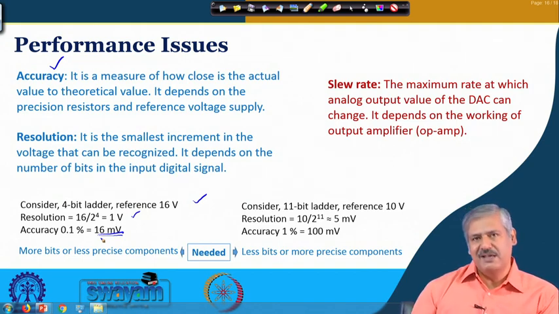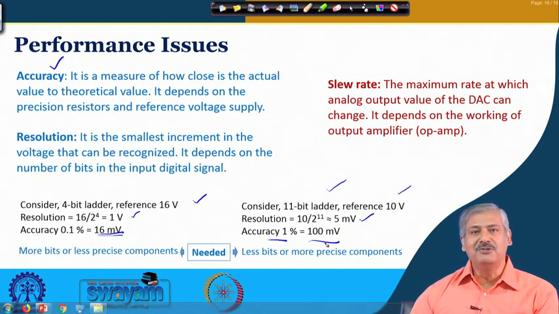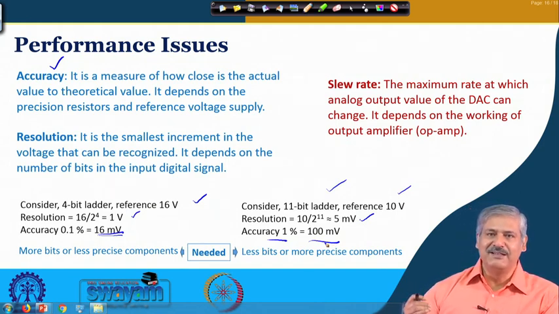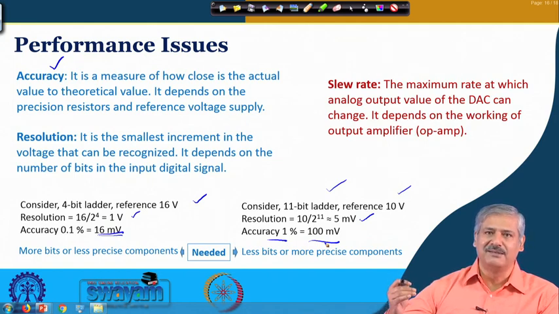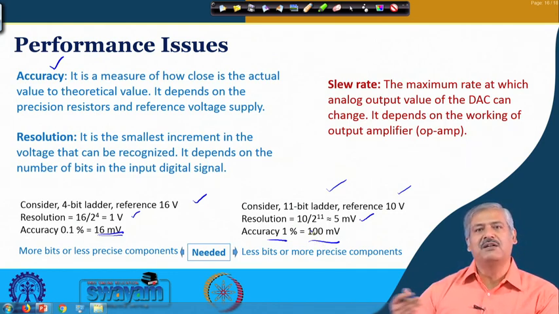And consider the other case, say an 11-bit ladder and a reference voltage of, say, 10 volt. Then the resolution will be 10 by 2 to the power 11, which is about 5 millivolt. And if the components I have used give an accuracy of 1%, then for a 10 volt reference voltage, the accuracy of 1% is 100 millivolt. So you are trying to measure the signal at a 5 millivolt interval, that is the resolution, but the accuracy is so low, 100 millivolt, that there could be a difference.